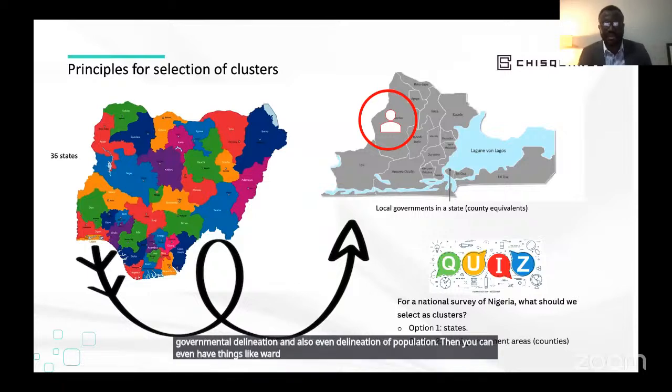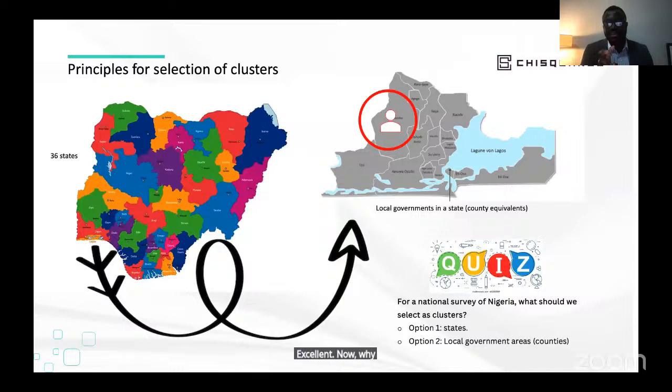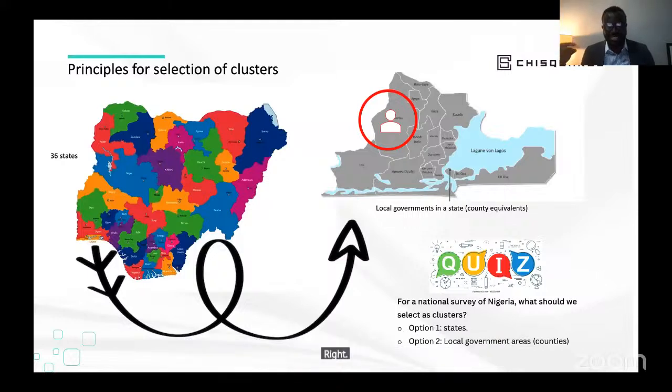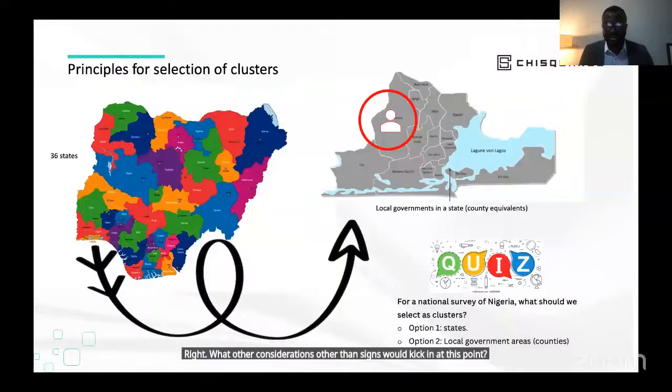Excellent. Now, why won't we go with, let's say two researchers, you choose to go with local government areas, and another person says, why not go with wards? So for those who are not familiar, wards are how the local government areas or counties are broken down, right? What other considerations other than science would kick in at this point? I think it is the cost because the wards are so many.